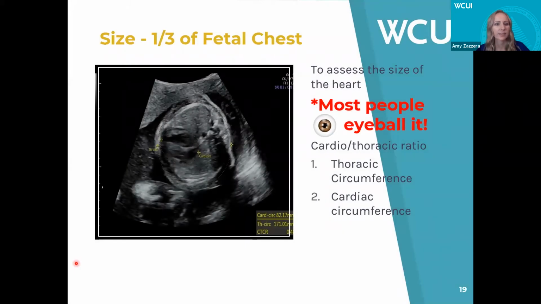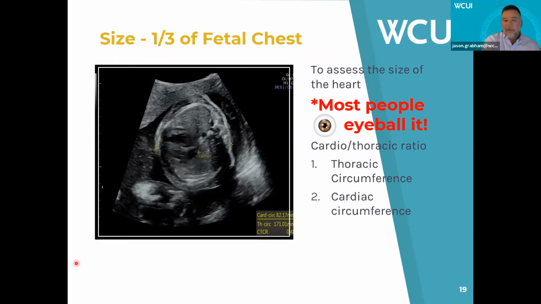All right, so size of the heart. So most sonographers eyeball it, I believe. So we look at that chest and does it look normal, right? We should be able to fit 3 hearts in that chest. So think the rule of 3s. If you suspect the size might be abnormal, throw calipers on it. We can get a cardiac thoracic circumference and prove if it's normal or not.